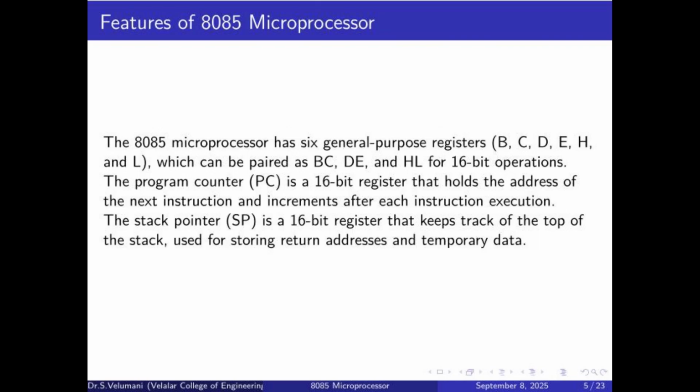Features of 8085 microprocessor. The 8085 microprocessor has 6 general purpose registers B, C, D, E, H and L, which can be paired, as I already told you. BC, DE and HL can be paired for 16-bit operations. The program counter, simply called PC, is a 16-bit register that holds the address of the next instruction and increments after each instruction execution.